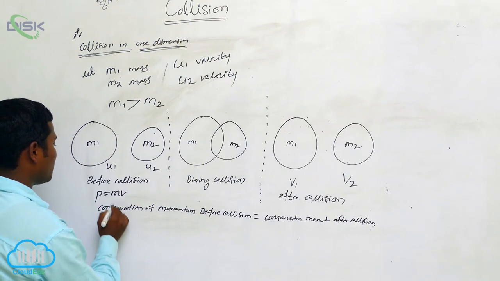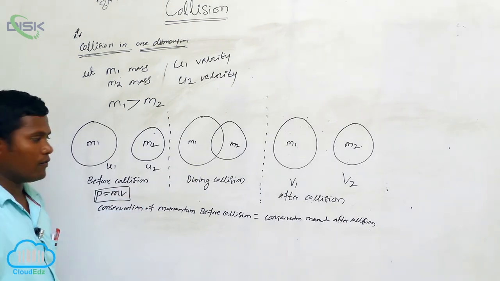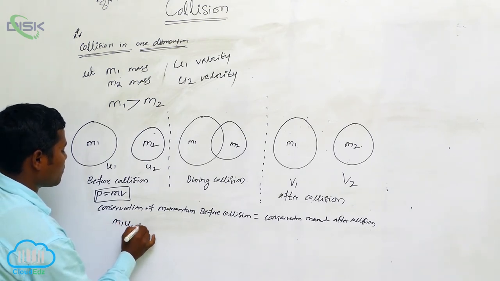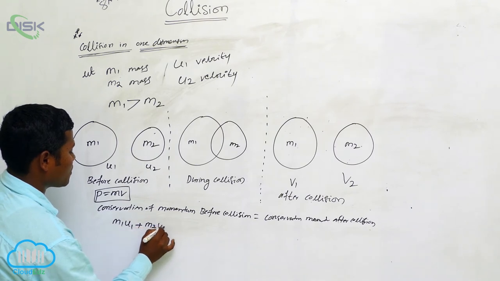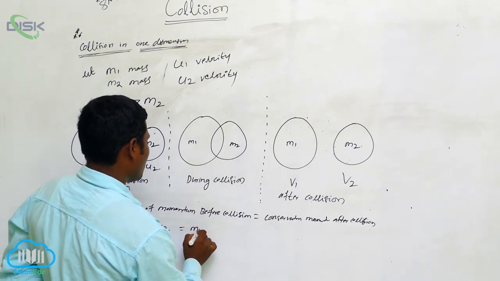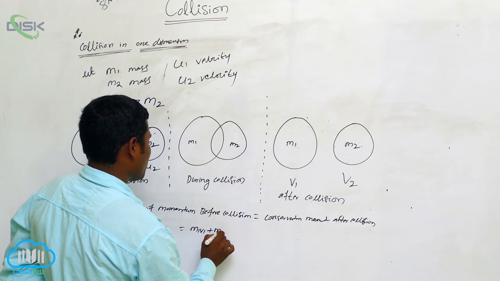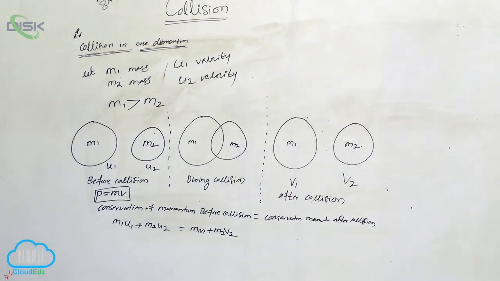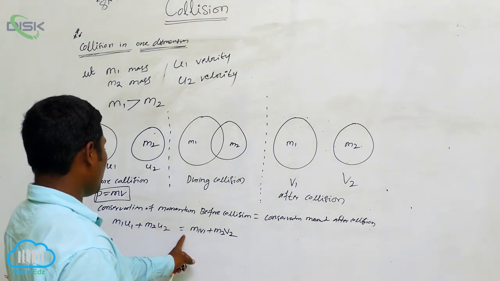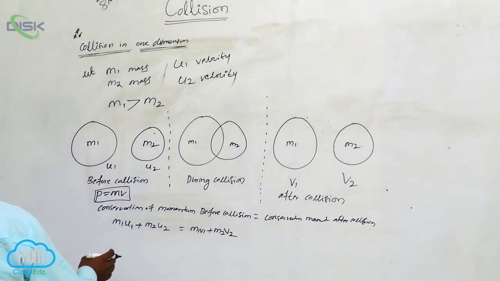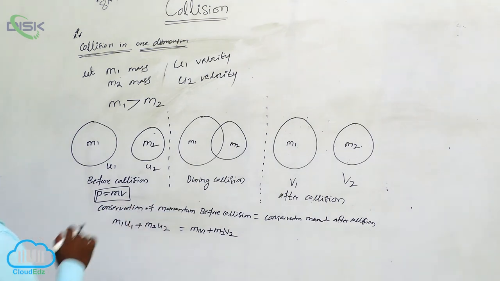What is the conservation of momentum before collision? Let us see. Just now I said P is equal to M into V. So what can I write? M1 U1 first, next M2 U2, this is before collision. Next after collision, M1 V1 plus M2 V2. So the first is M1 U1 plus M2 U2, and M1 V1 plus M2 V2. These two are before collision and after collision.